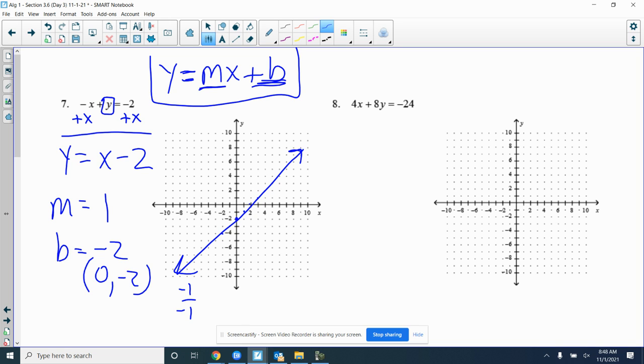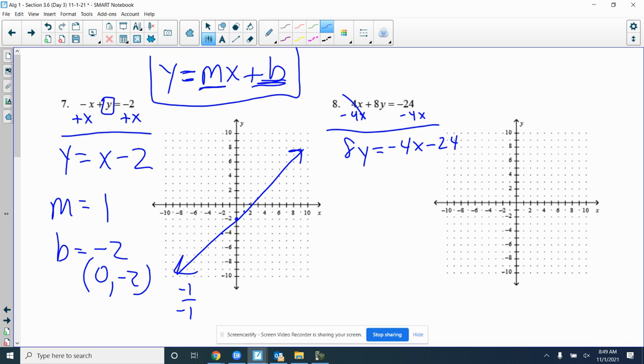Now, Rylan, what's my first thing to isolate my y I need to do? Subtract 4 on each side. Or what? You've got to say that. I'm not very smart, I would have just subtracted 4. Now, what do I write first, Rylan? 8y equals -4x minus 24. Beautiful.